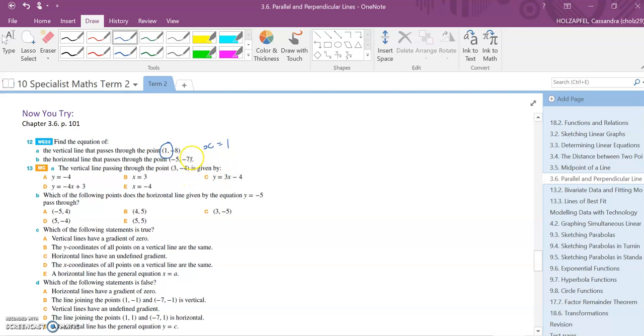Same thing with the horizontal line. Because we know horizontal lines are y is equal to something, I'm just going to look at the y coordinate, and it's just going to be y is equal to negative 7.